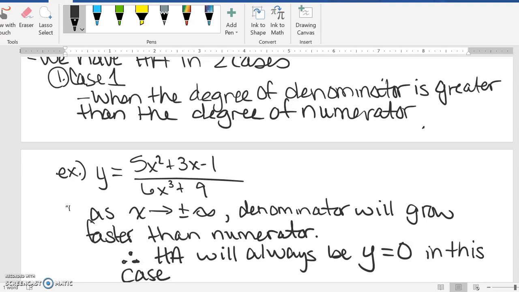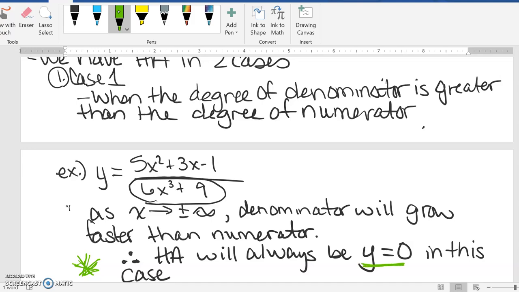As you let x get infinitely large in either the negative or the positive direction, this denominator is going to grow a lot faster. Even if it's negative, it's going to grow a lot faster than that numerator because you're cubing a large number as opposed to squaring. So think of it as being bottom heavy. So that means that the ratio of the top to the bottom, as x gets infinitely large, either negative or positive, that denominator's going to get huge, which means the fraction will approach 0. So in this case, your horizontal asymptote will always and forever be y equals 0.